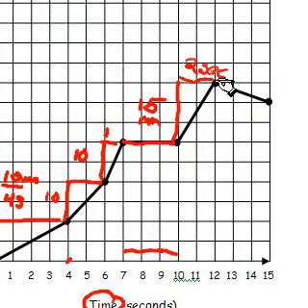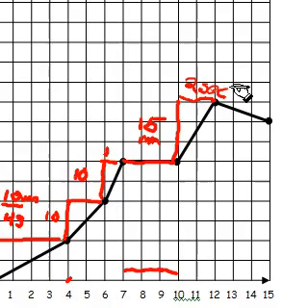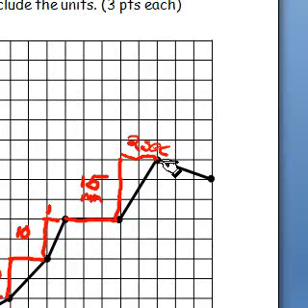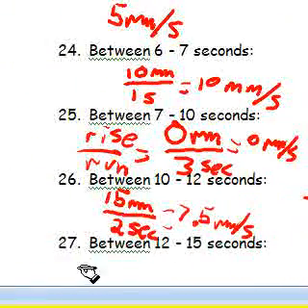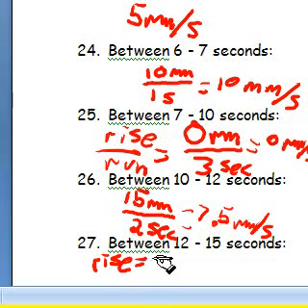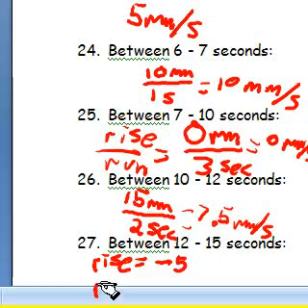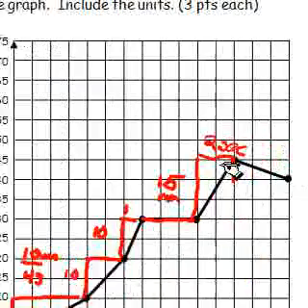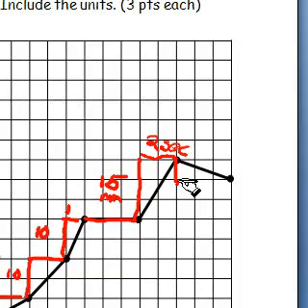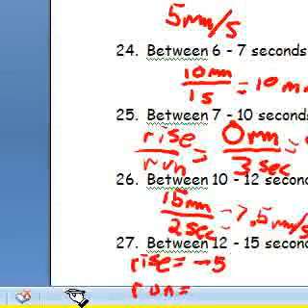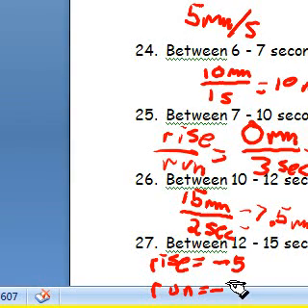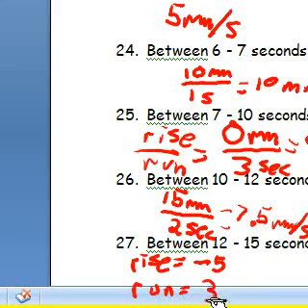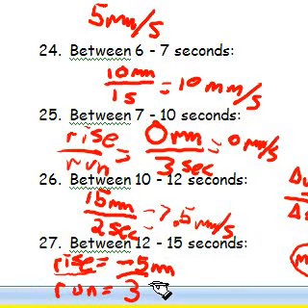And lastly, look. It looks like our snail went back towards his house because this is a negative rate. And we'll see that because we rise a negative distance. We go down. Our rise is -5. And our run was 1, 2, 3 seconds. So our rise over our run is -5 millimeters for every 3 seconds.